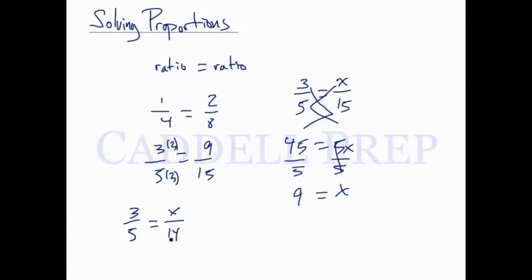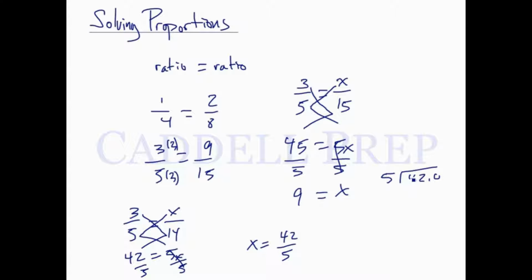So 3 times 14 is going to be 42, and x times 5 is 5x. So 3 times 14 goes here, x times 5 goes here. So now to solve, we divide by 5, divide by 5. So x equals whatever 42 divided by 5 is. And we could do that by hand, of course.